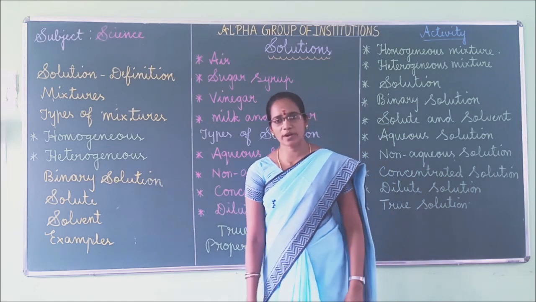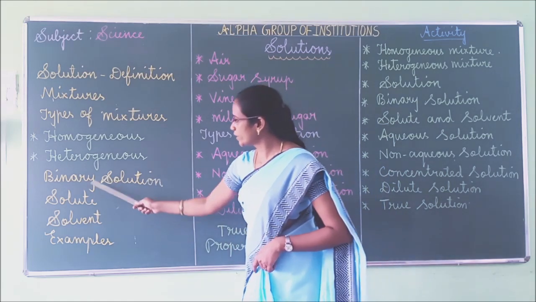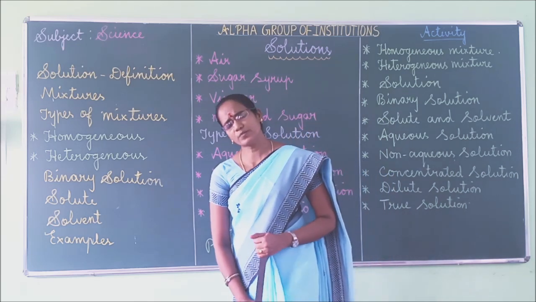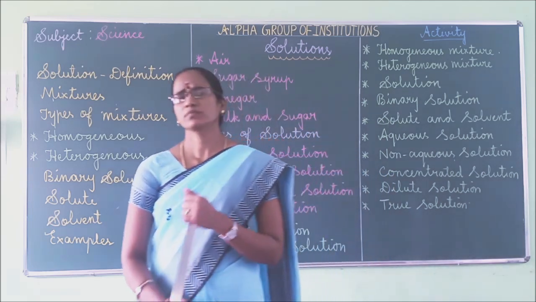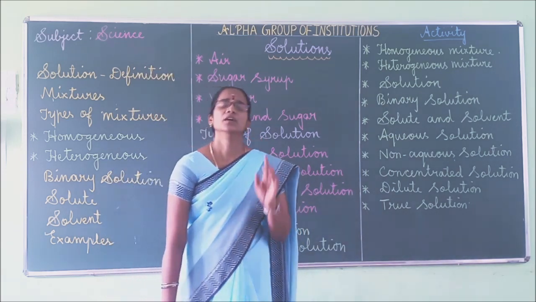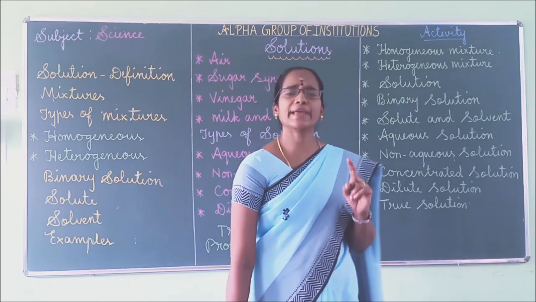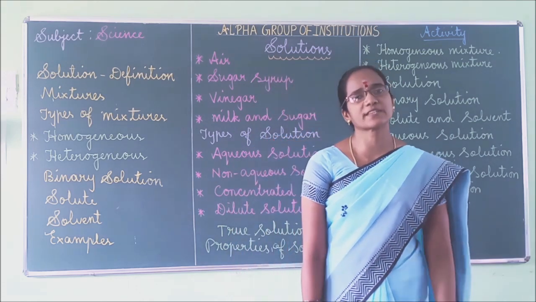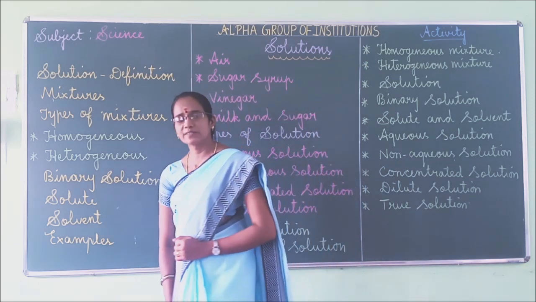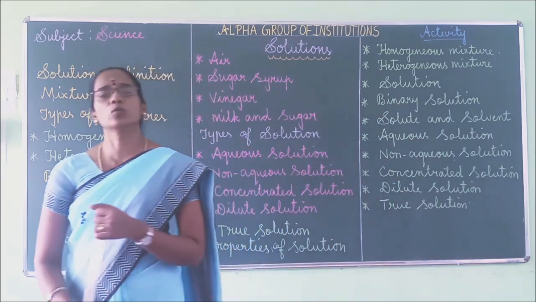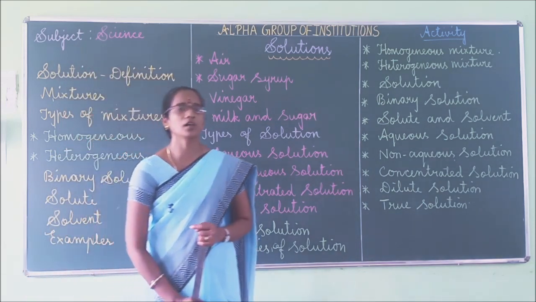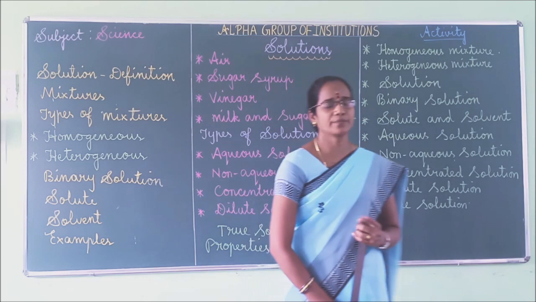Shall we move to the next one? Right. Next we are going to see about binary solution. Okay, what is meant by binary solution? You know 'bi' means two, isn't it? A solution which is made of two components is called a binary solution. Okay, what is meant by binary solution? A solution which is made of two components or two ingredients is called a binary solution.